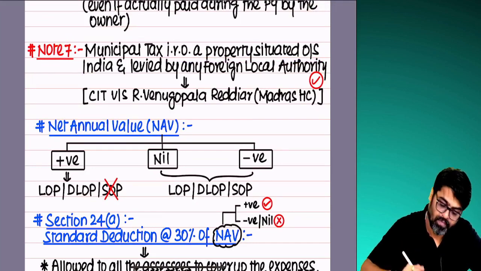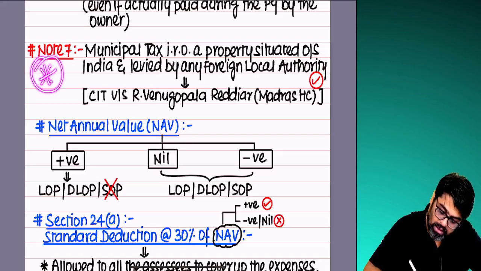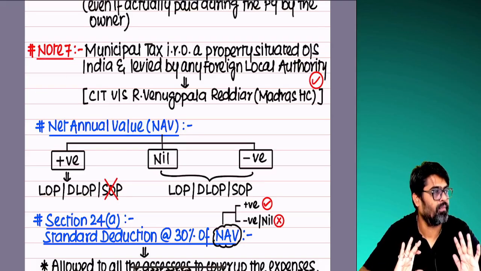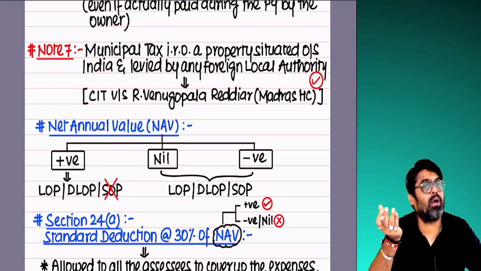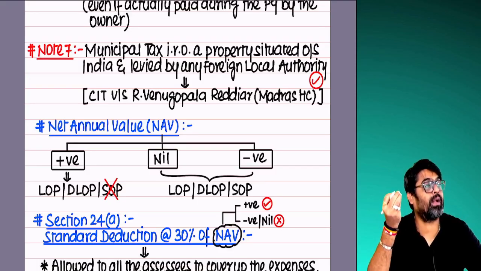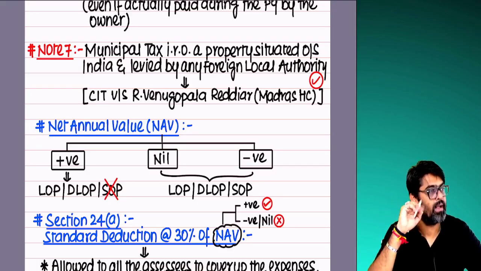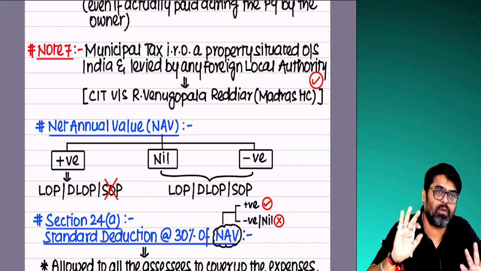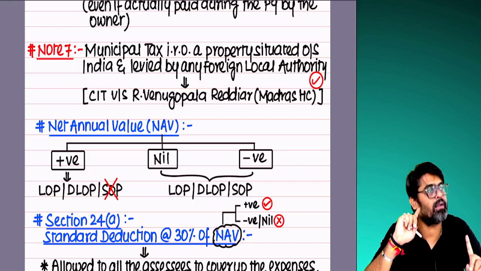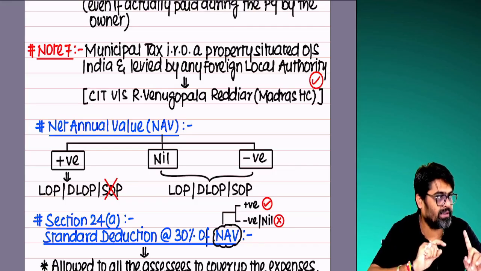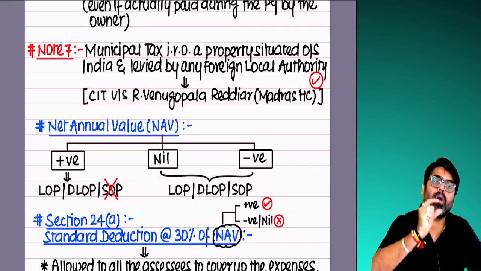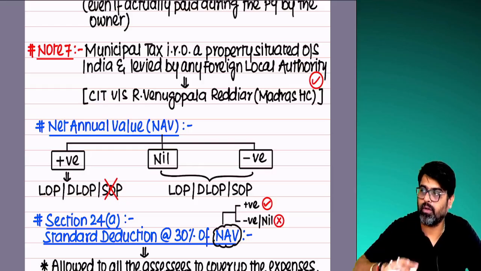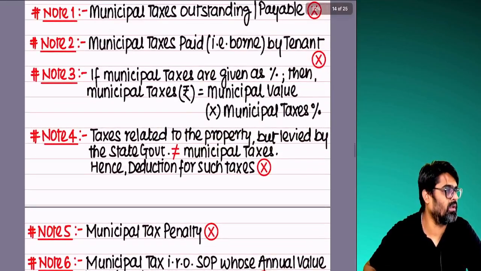I will do this note a little bit later, when I talk about properties which are situated outside India. At that time I will show you this note also. As of now, did you understand everything about municipal tax? Please don't commit mistakes. The small points where you commit mistakes, all those points I have given in the form of notes. Yes or no?